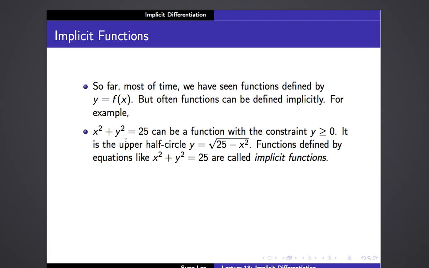it can be a function with the constraint y is greater than or equal to 0. In that case, it represents the upper half circle, which can be given by the equation y equals the square root of 25 minus x squared. So functions defined by equations like x squared plus y squared equals 25 are called implicit functions.